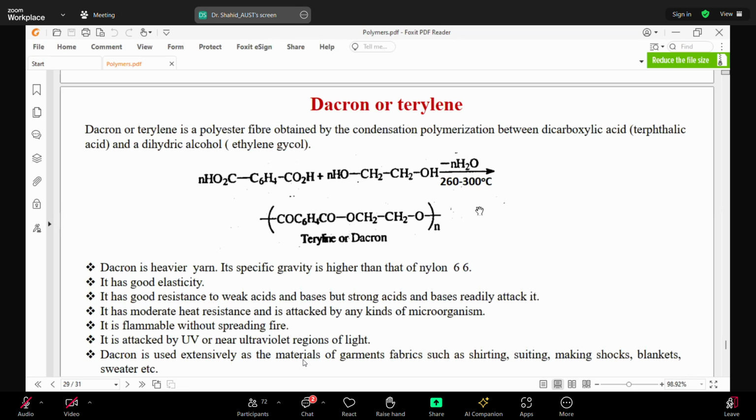Do you know the Baeyer test for the identification of unsaturation present in an organic compound, the carbon-carbon double bond? Can you tell me? Yes, sir. Okay, so what is the condition of the Baeyer test?